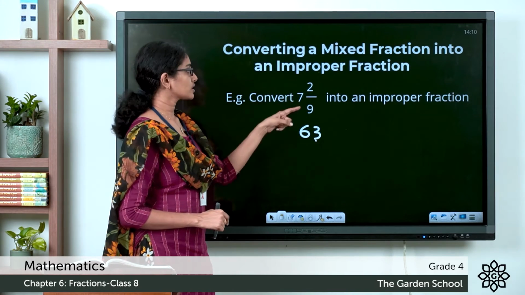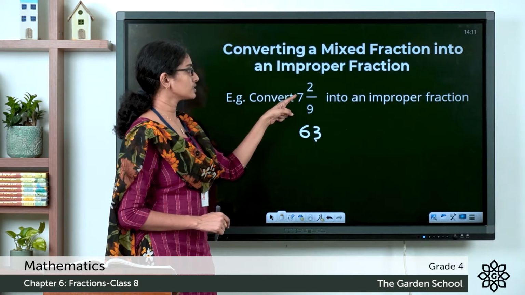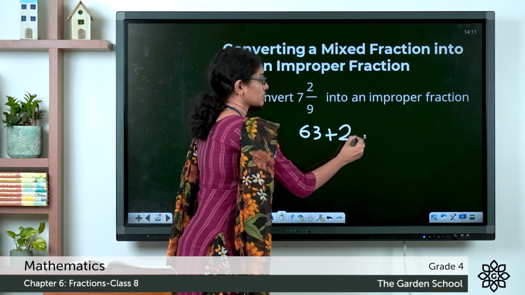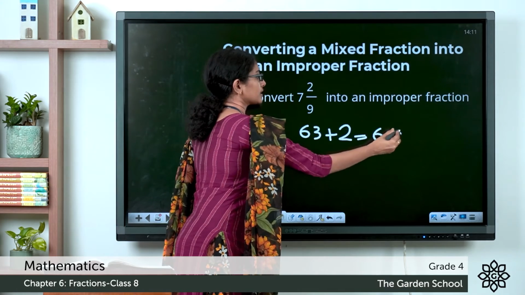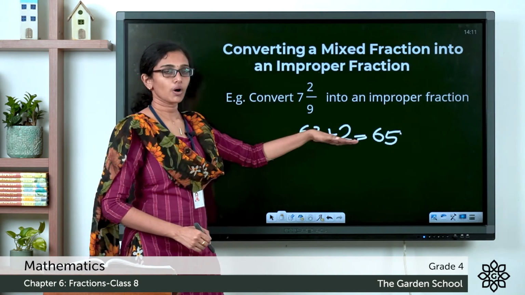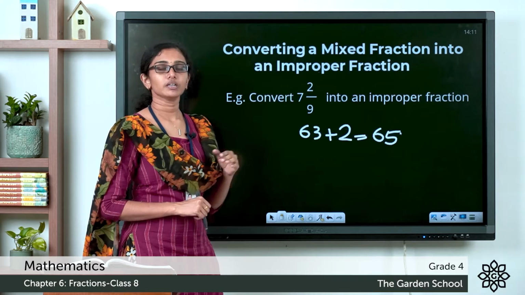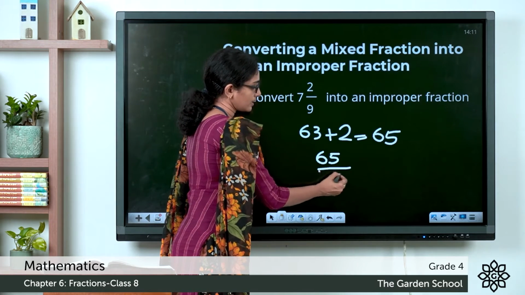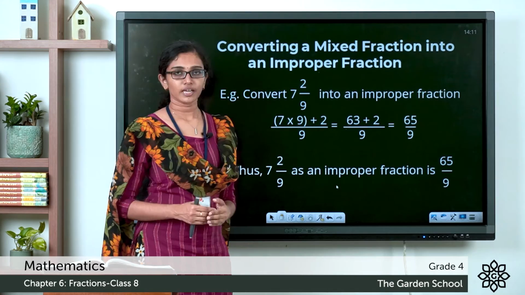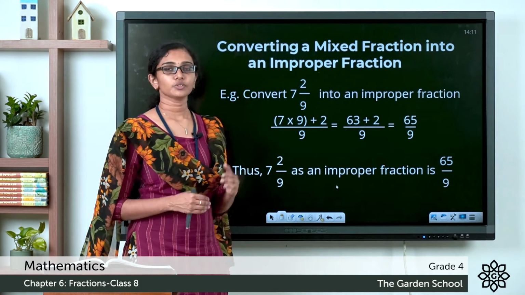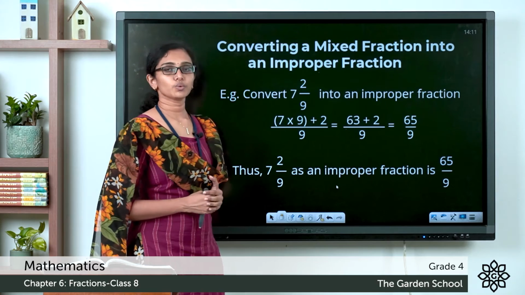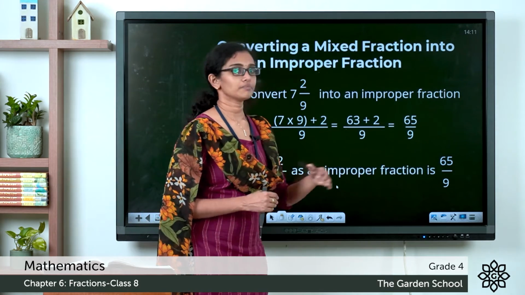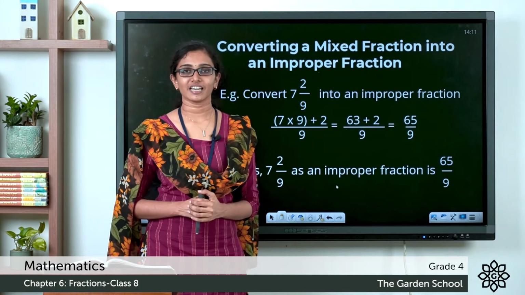and then you have to add that number to the numerator. So, it is 7 into 9 or 9 into 7, 63, plus this 2, that is 63 plus 2 is equal to 65, and then you have to write the number obtained with the same denominator. So, that would be 65 by 9. Hence, 7, 2 by 9, which is a mixed fraction, when converted to an improper fraction will give you the fraction 65 by 9. Hope this is clear to you.